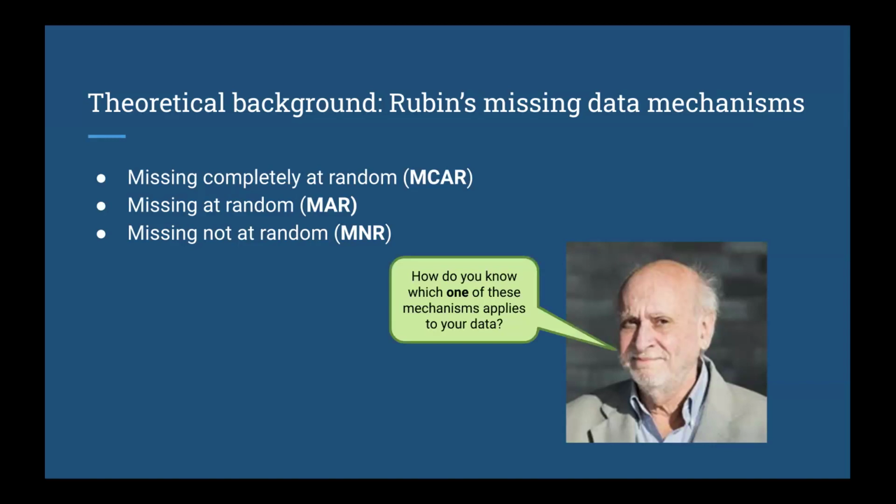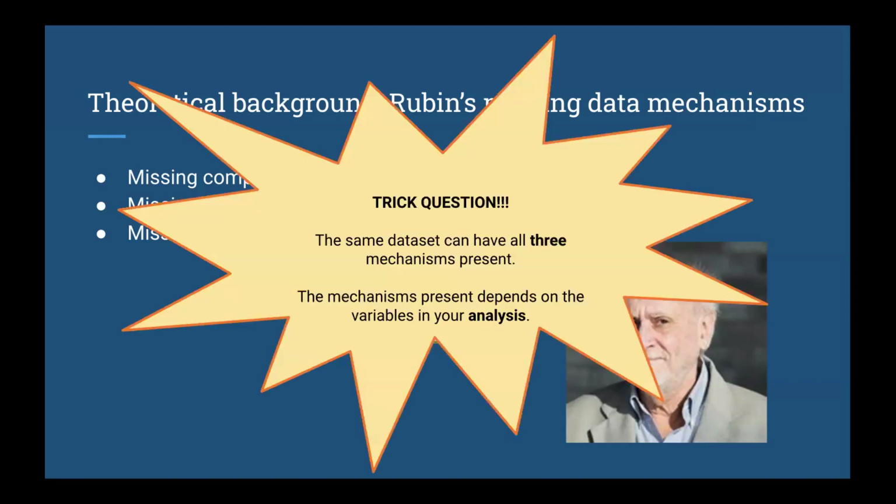But essentially, how do we know which one of these mechanisms apply to our data? This is actually a trick question because the same data set can have all three mechanisms present. It just depends what your analysis is doing and what variables you're using.